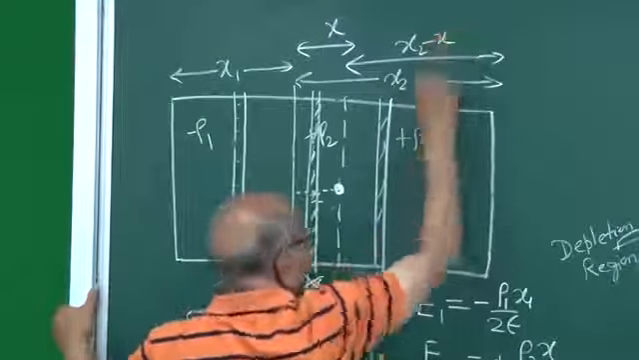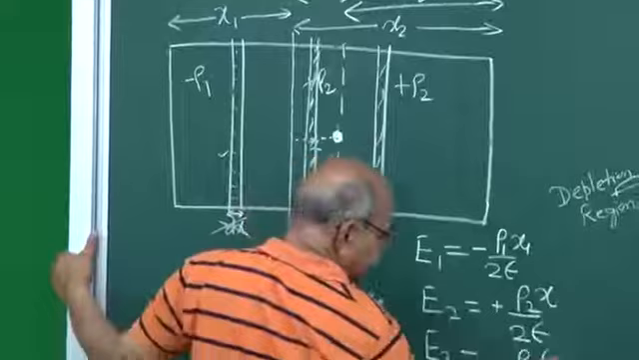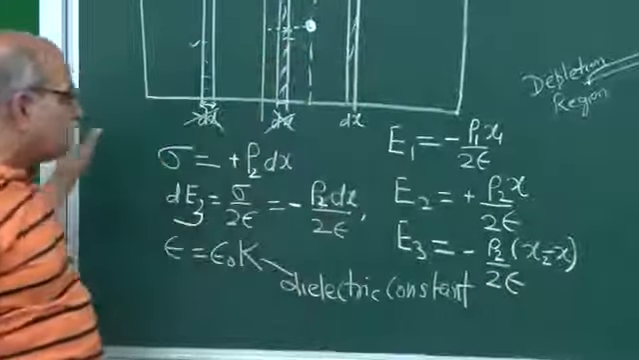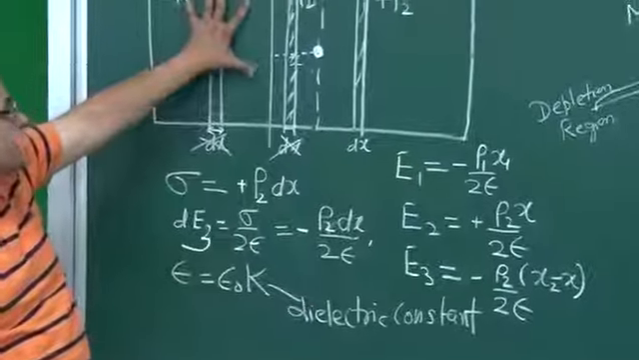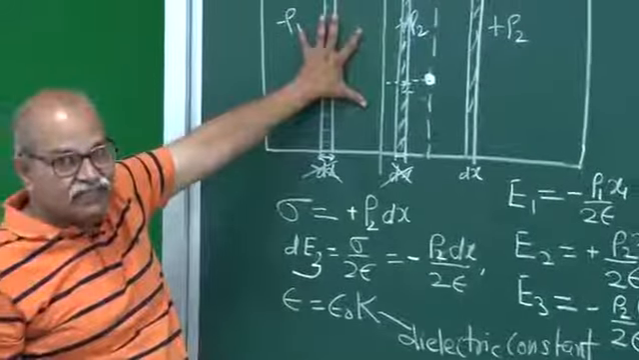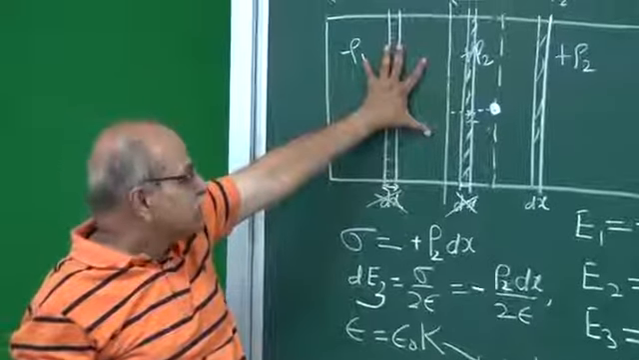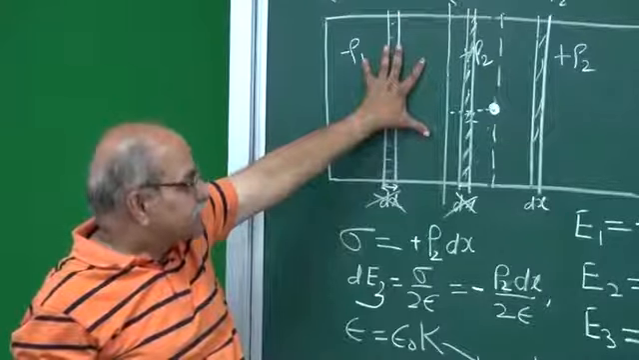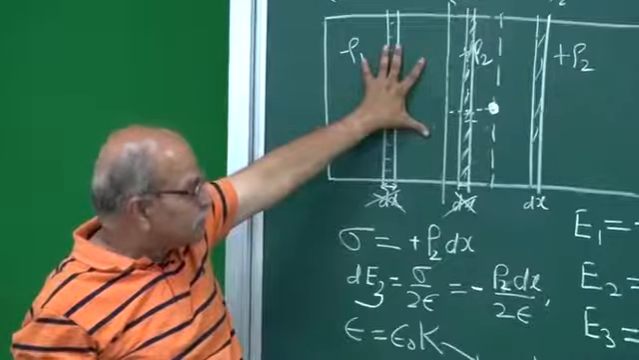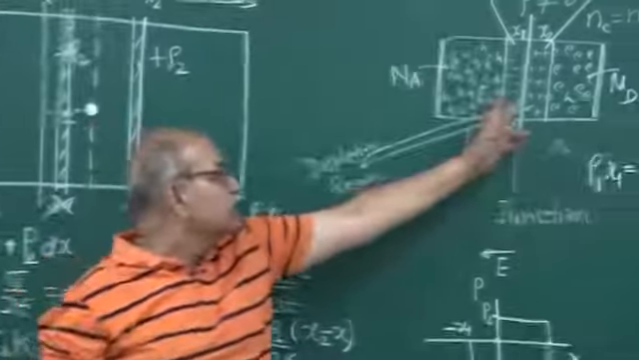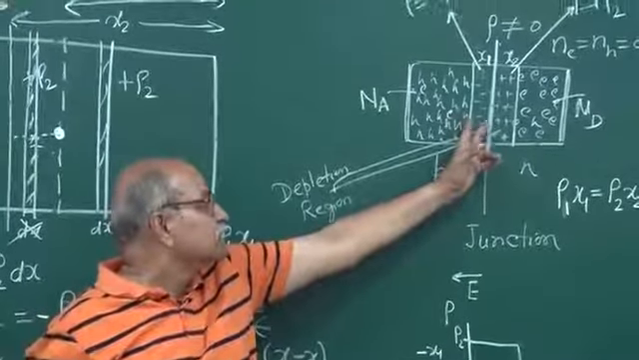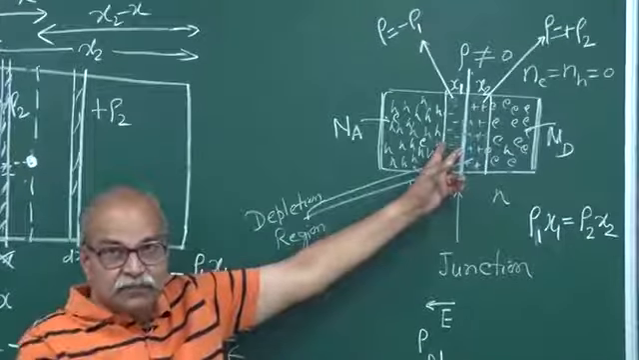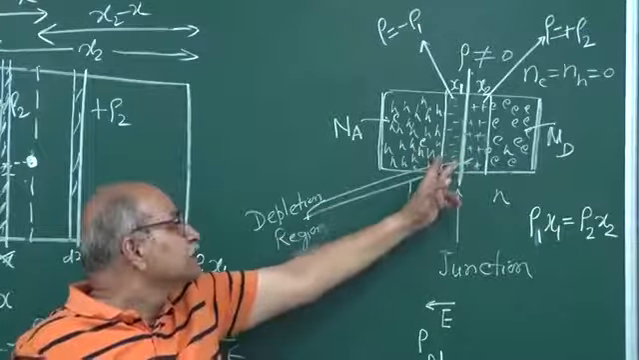x2 minus x. So E3 will be x2 minus x. Now I have all three contributions. The first contribution is due to this entire negative charge which is sitting here. This is the p-type semiconductor to the left of the junction, the depletion layer. So this part here is the depletion region. This is still p-type because all those acceptor impurities are here. So it is that part.